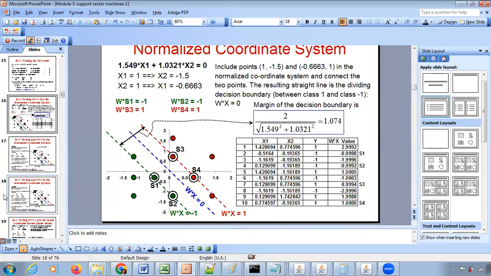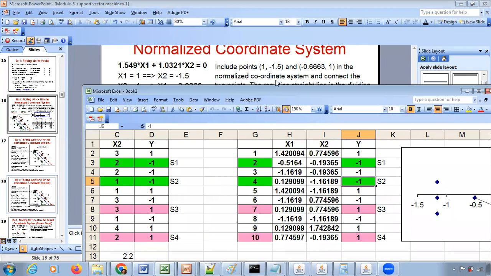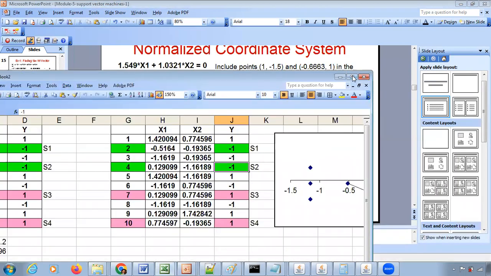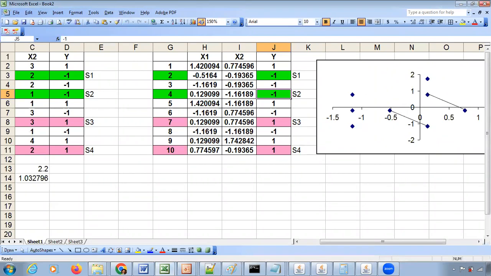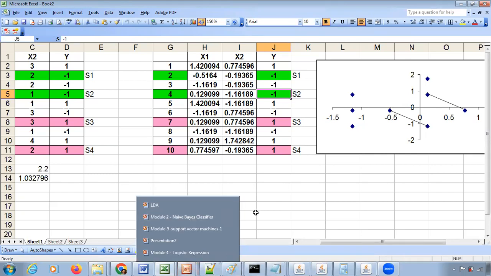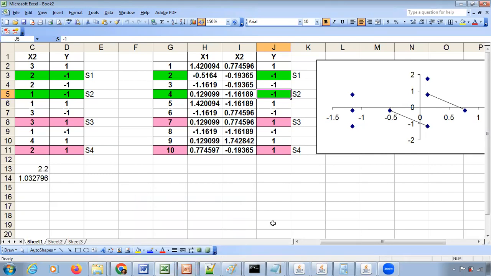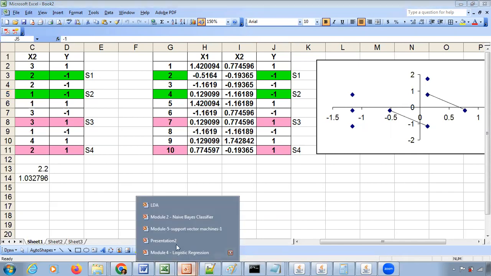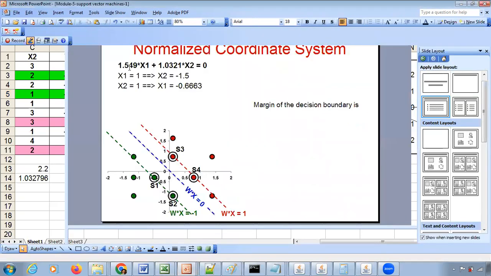So now what we need to do is, we have the normalized coordinate system here. We need to plot that line, see where that line is, get that line here. We have the two support vectors on each class, and we already have a line that joins them. Now we need to find similarly two data points that give a line that joins them. That will be our Wx equals 0. So this is where we are now.